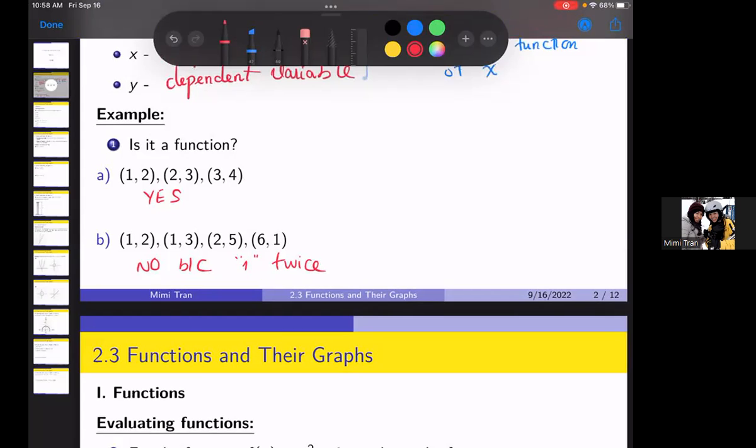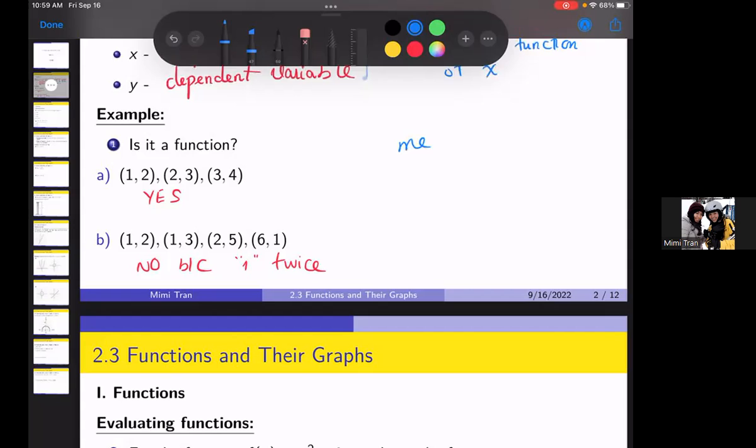Another example, if it's not a function, say everybody has one phone number, right? One phone. I have two. I don't, but I'm just saying I have two. So x being phone numbers and y being names, is it a function? No, right?